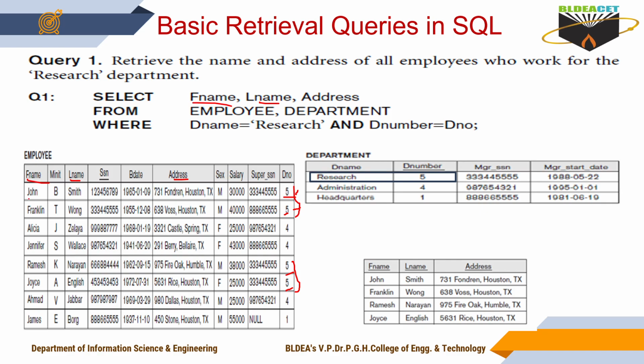What is the Fname? John. And what is the Lname? Smith. And this is the address, 731. See here, the first tuple, that is the first row, is John Smith. In the same way, second Franklin, then Ramesh and Joyce. So these are the four employees who work for department number 5.